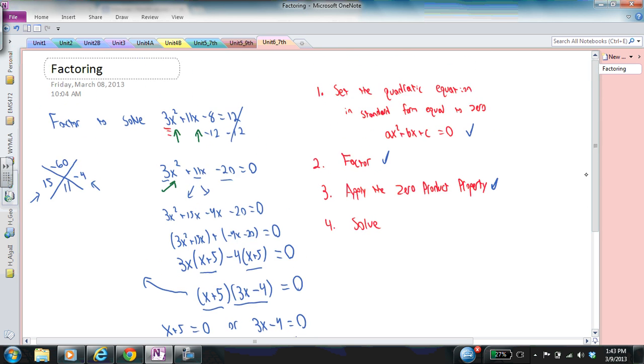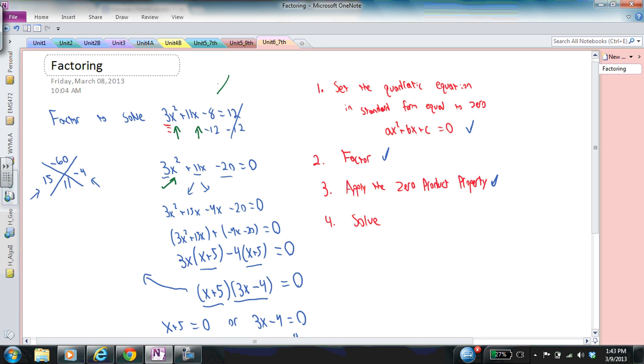On Tuesday, Samuel is going to show us another method for factoring trinomials of this type. But this should be able to get you through the homework.